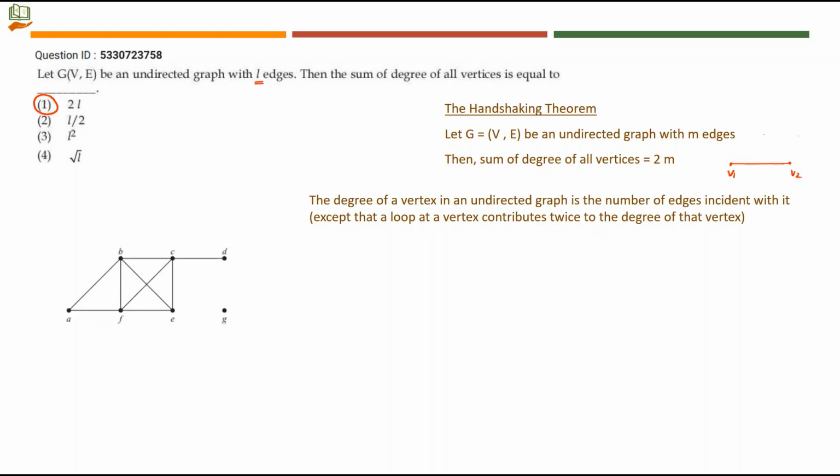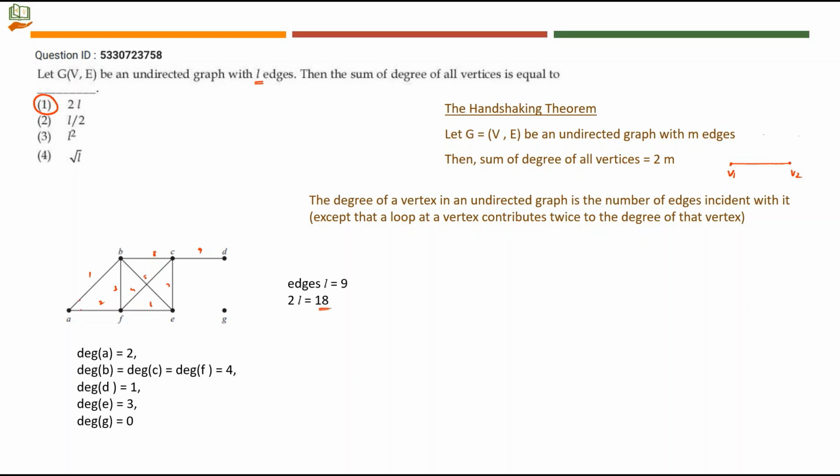Let's take the following graph. Just count the number of edges: 1, 2, 3, 4, 5, 6, 7, 8, 9. Then what should be the sum of degree of all vertices? It should be 2 into the number of edges, 9, which is equal to 18. Now we will manually check the degree of every vertex and then sum them up to check whether we are getting 18.